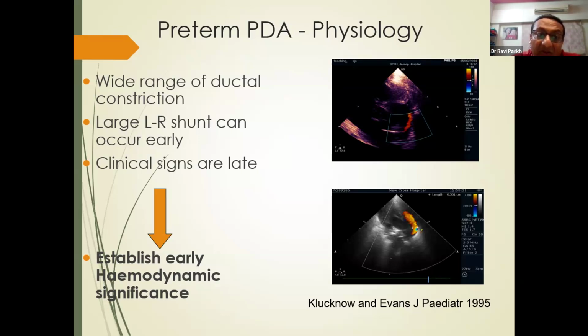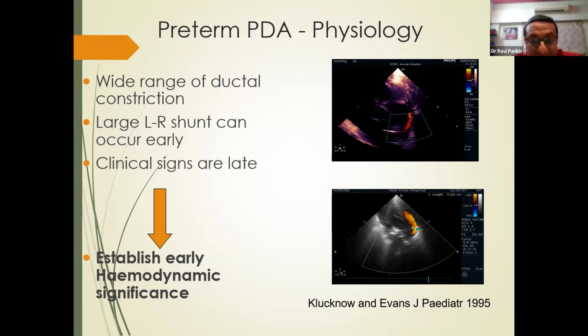So basically there is a wide range of ductal constriction, and a large left to right shunt can occur early, and clinical signs are late because after 7 days only a continuous murmur and other signs will be visible. So by echocardiography, we have to establish early hemodynamic significance.